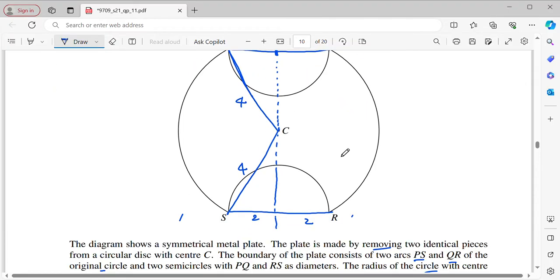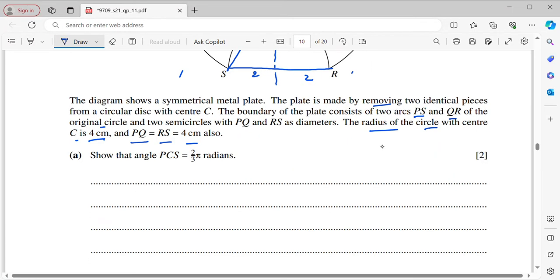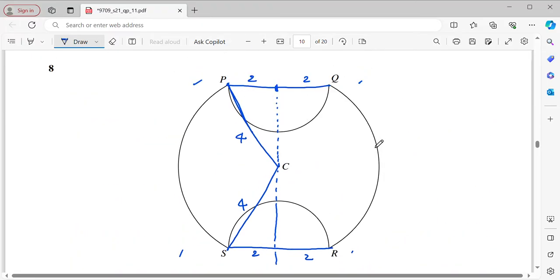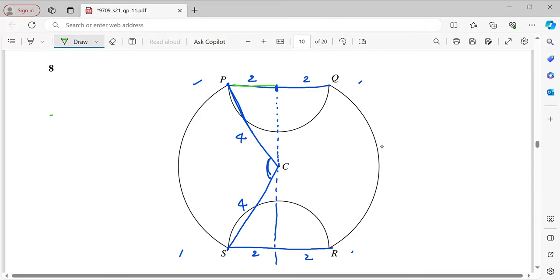Right? So this is the diagram. Now show the angle PCS is 2/3 pi. So PCS is over here. Now what we need to do here is, I will refer to this right angle triangle.